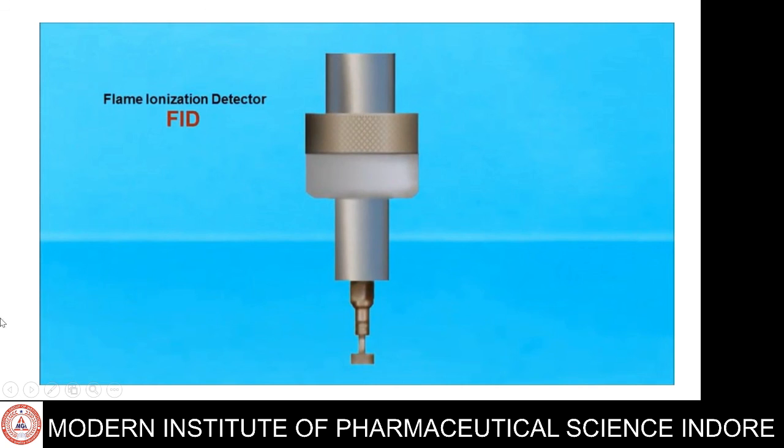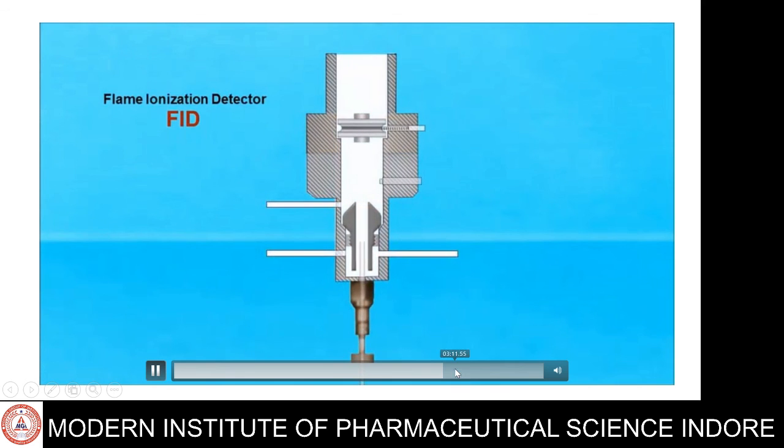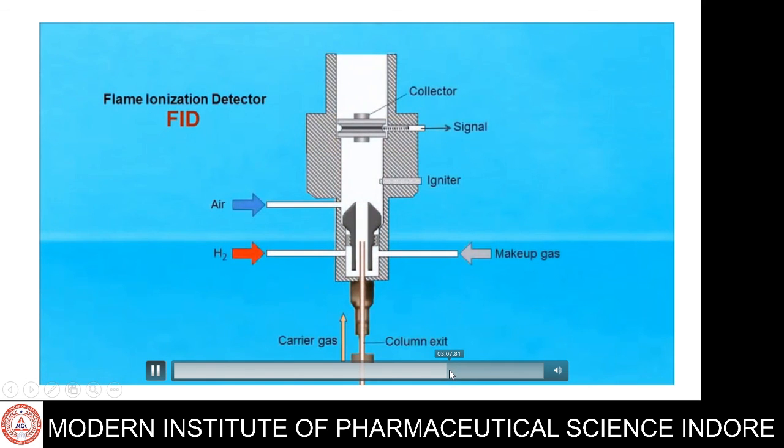So now detectors, many types of detectors are used in gas chromatographic system. First is flame ionization detector, which uses flame for the detection of sample.